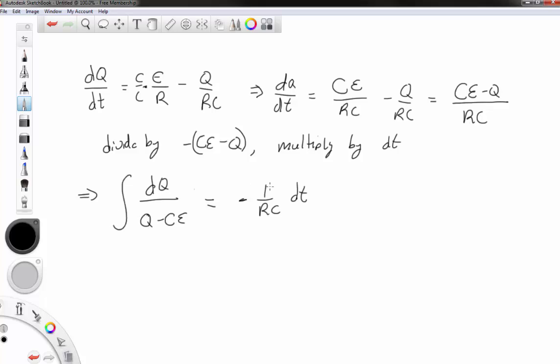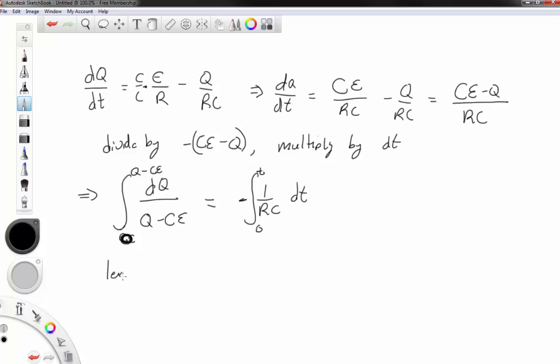And so I can therefore integrate both sides of this. Before doing this integral, it's worth putting in some limits of integration. So the limits of integration are going to be C times epsilon, and then of course q minus C times epsilon. And this should be a charge of 0 down here. So from 0 to q minus C times epsilon, this one's from 0 to t.